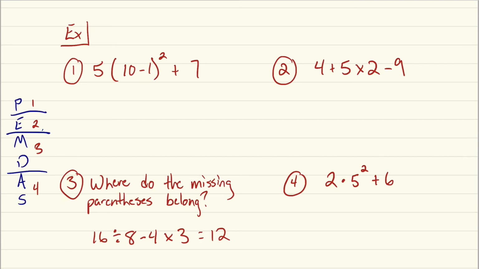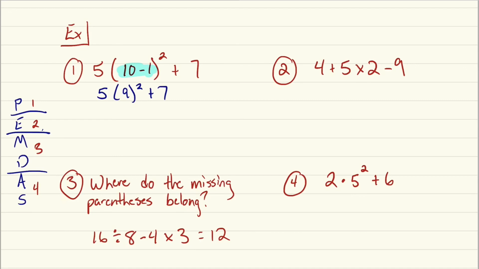So, our very first thing that we look at is our parentheses. How do I take care of what's inside my parentheses? Okay, well, cool. That's just 10 minus 1. All right, so if that's 10 minus 1, we know that 10 minus 1 is 9. And then all I have to do is just rewrite everything else. All right, cool. So we have 5 times 9 squared plus 7.